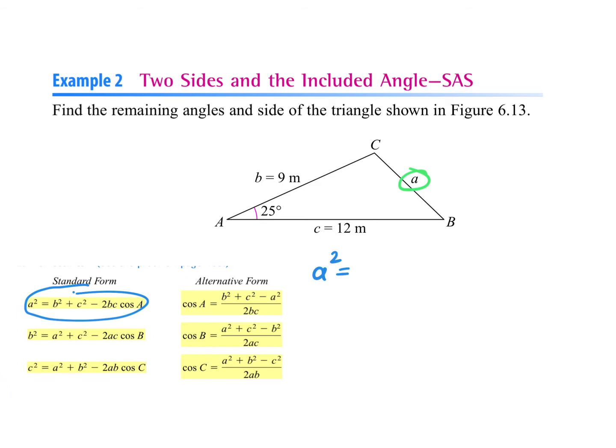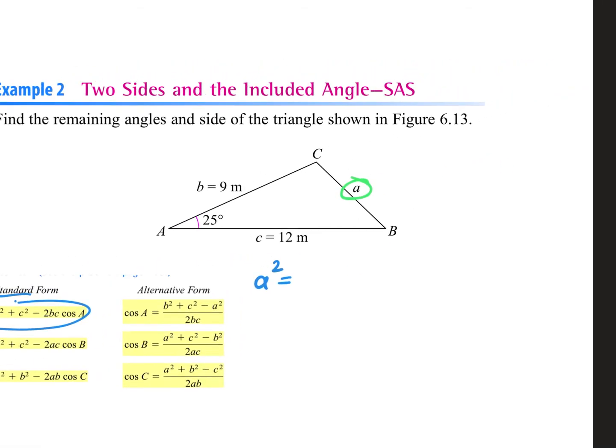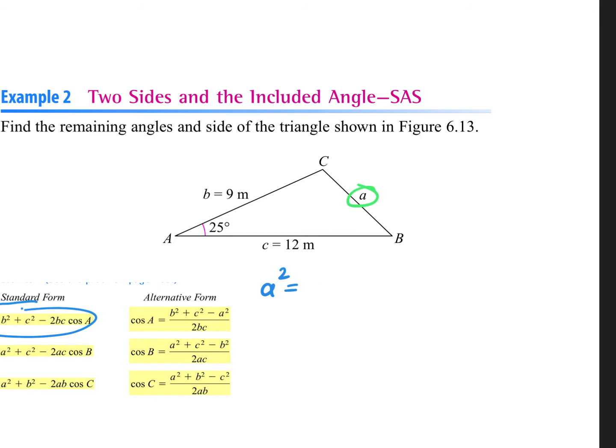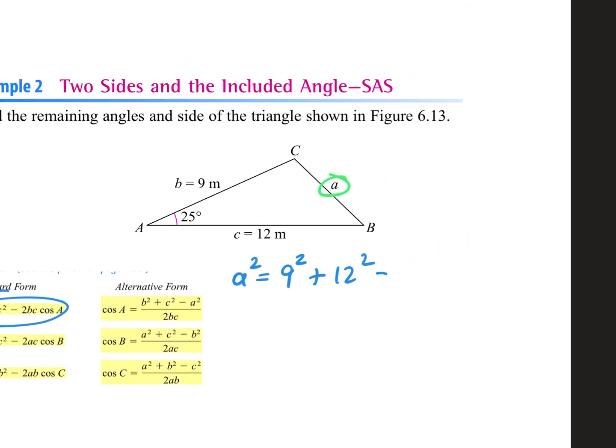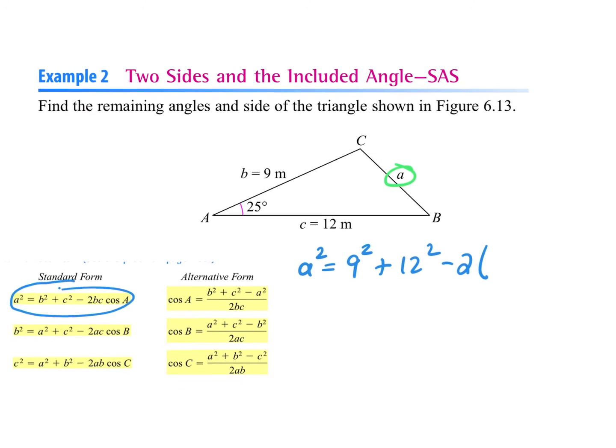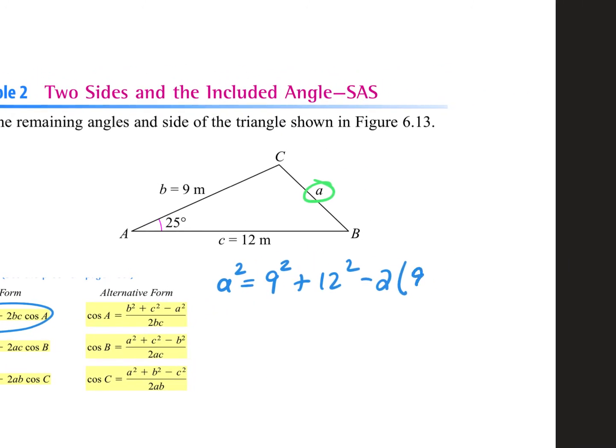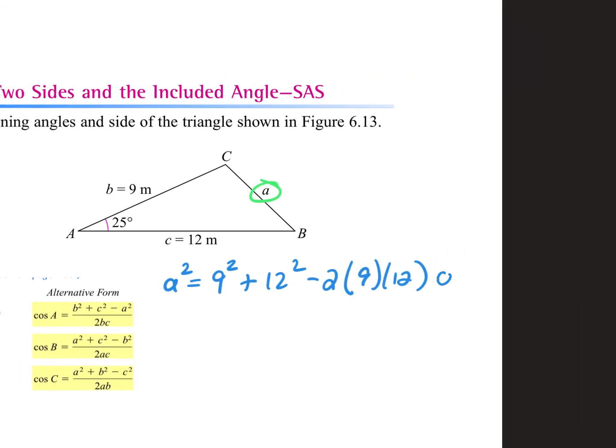Take the square root. Okay, so I have A squared equals, what's B? So 9 squared plus C squared is 12 squared, right? Minus 2 times 9 times 12 times what? The cosine of angle A, which is 25 degrees. Check, just to make sure you put everything in correctly.